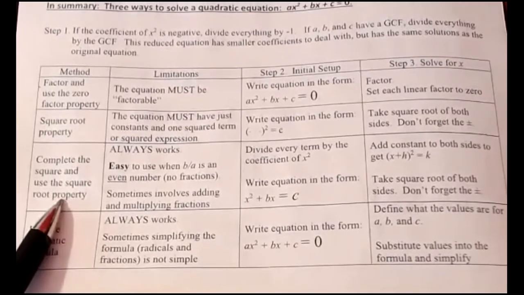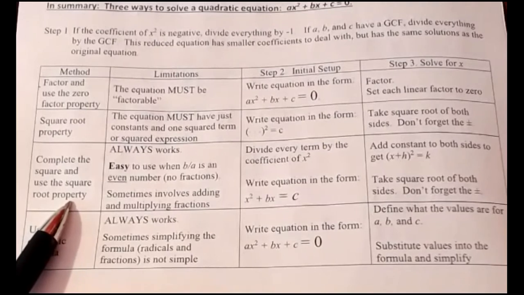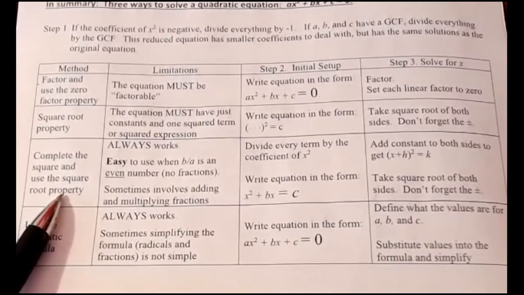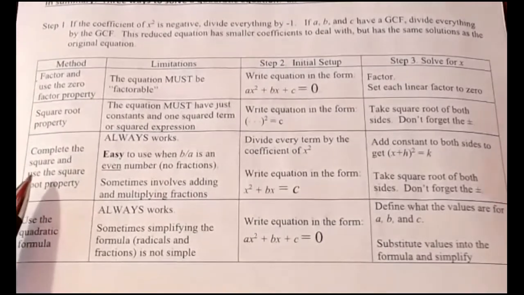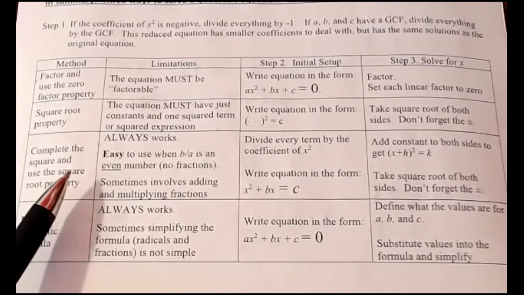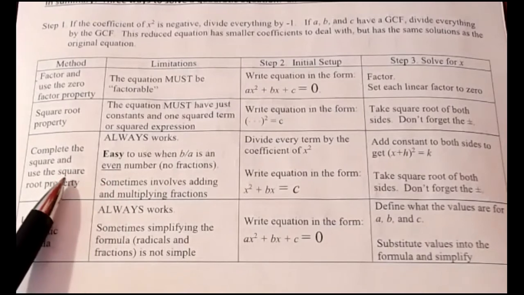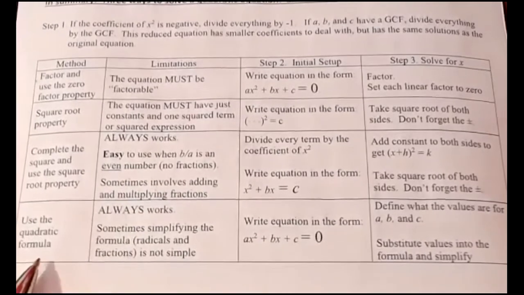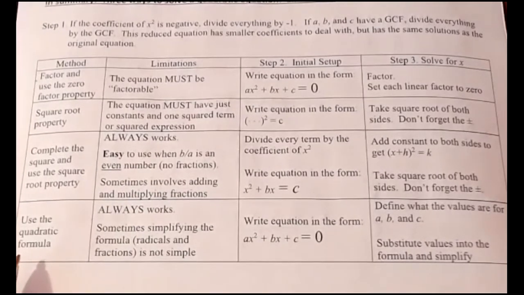So this actually always works. It's really easy to use, even when b over a is an odd number, even when b is odd and you're cutting it in half, it's really not a big deal. So this is pretty straightforward to use, even if you have fractions. And then lastly, the quadratic formula. Again, it always works, right? Identify your a, your b, your c, plug it in, and then solve.